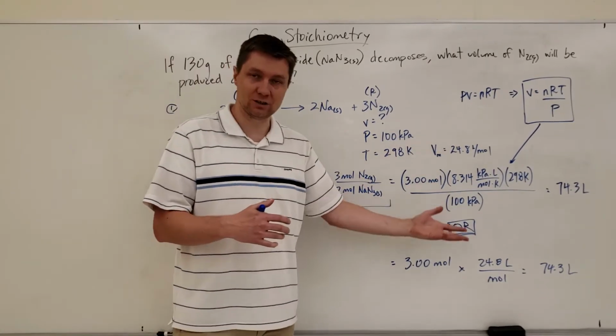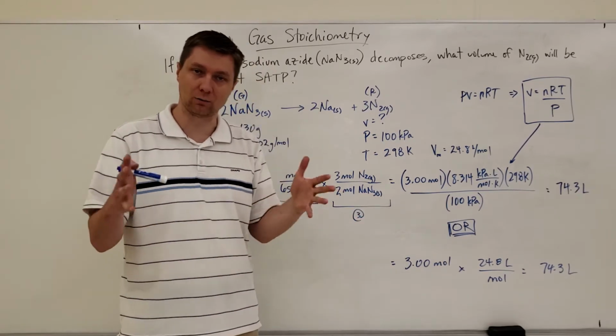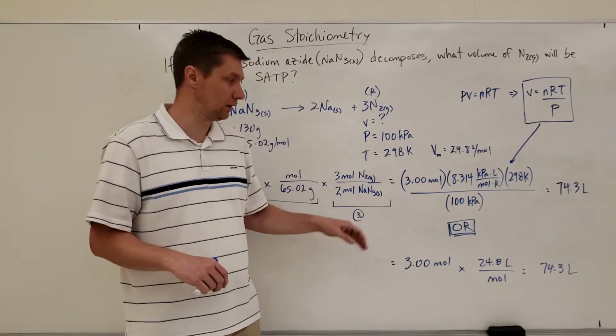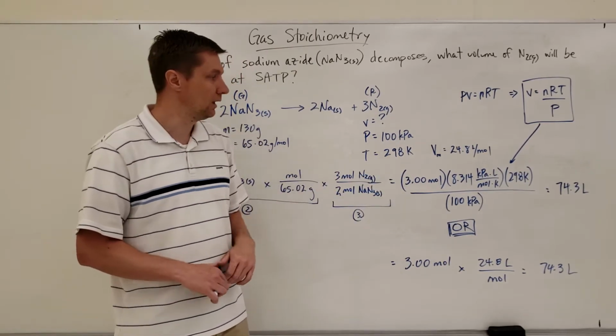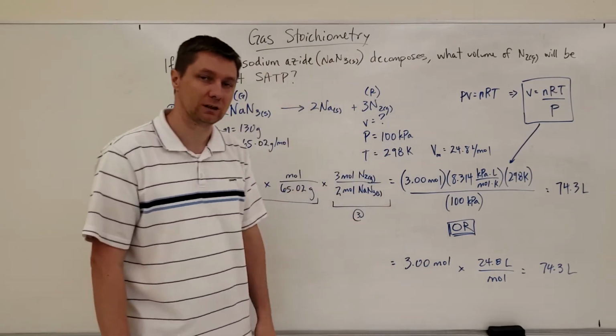I punch this into my calculator. Remember, this number here is going to be a big long number in your calculator. Don't round until the end, so you need to use the big long number in your calculator, not the rounded 3.00. And when you plug that all in, you're going to get 74.3 liters.